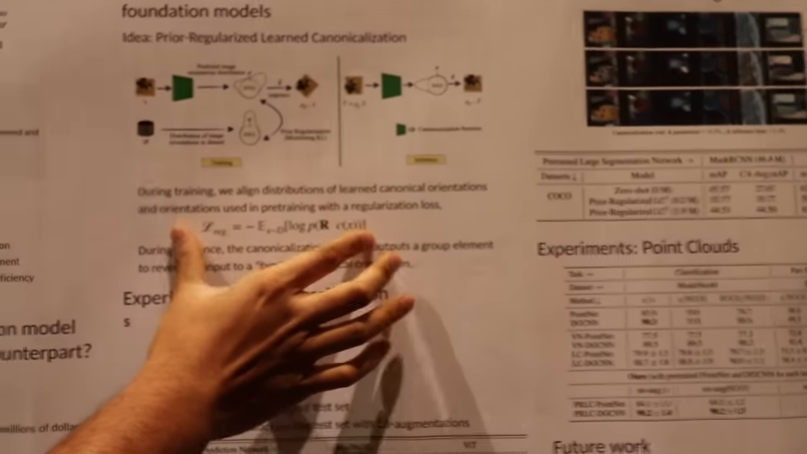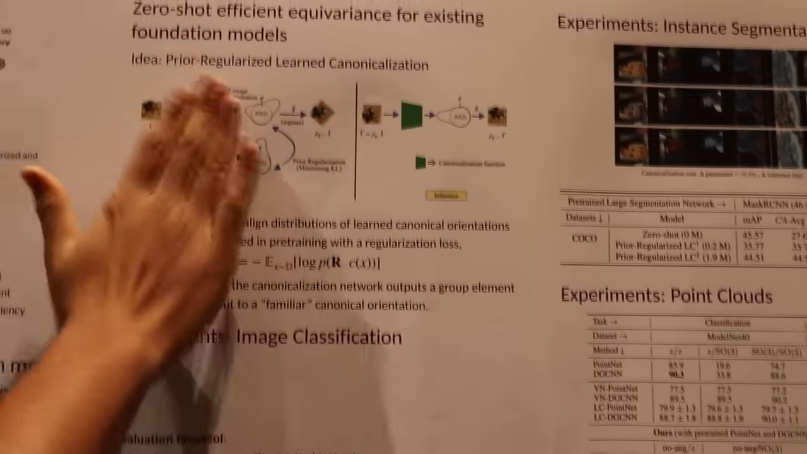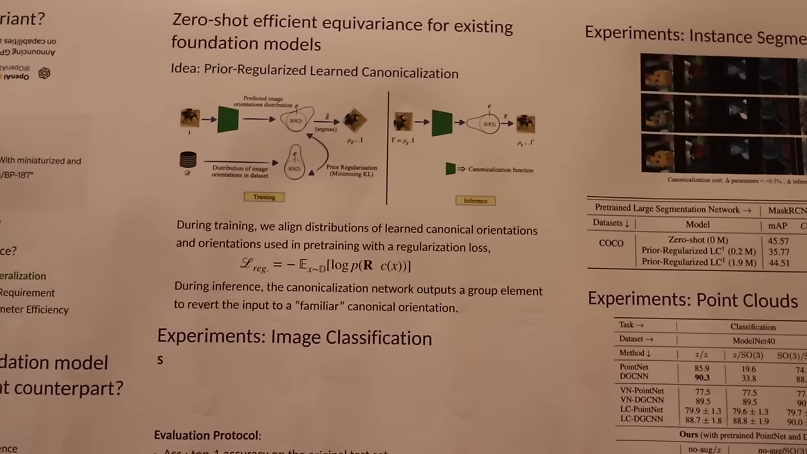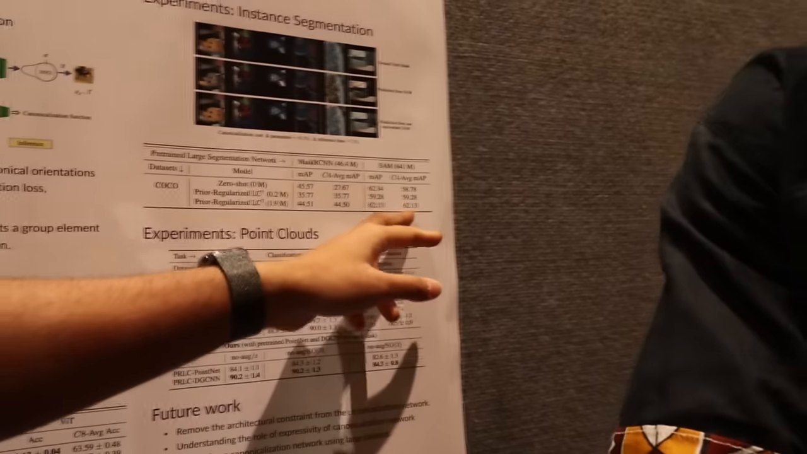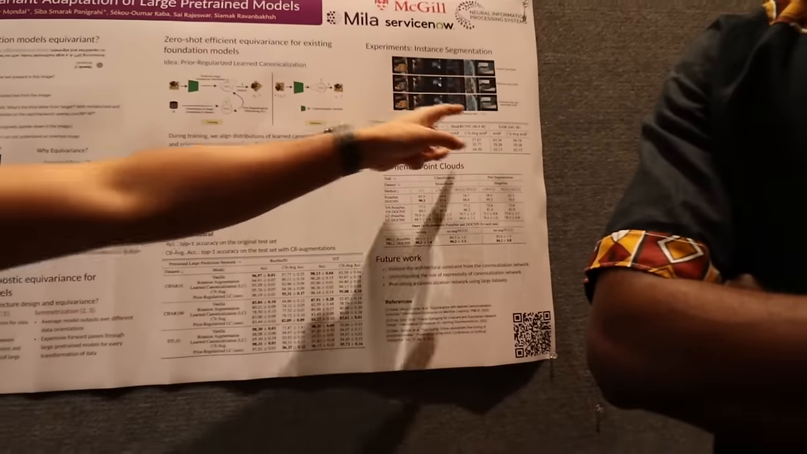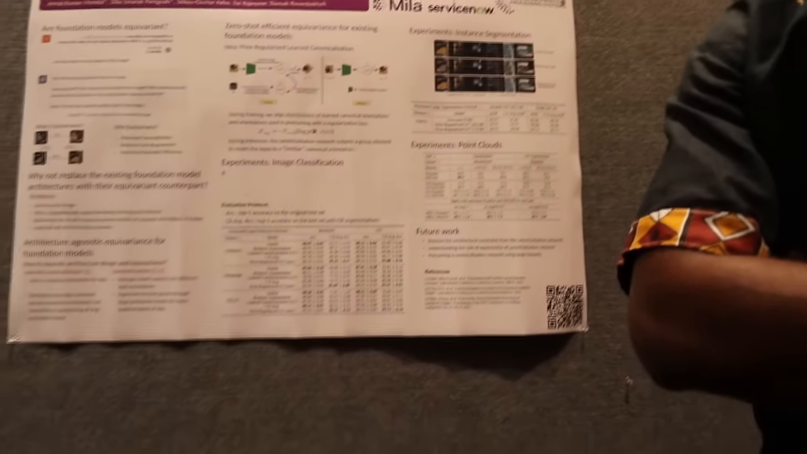So even with just this loss and just training this canonicalizer separate from the large model, we were able to get pretty impressive performance. We have complete equivariance in sample, with 0.3% extra parameters and 7% extra inference time in the whole pipeline.